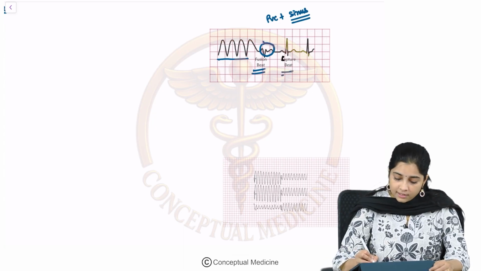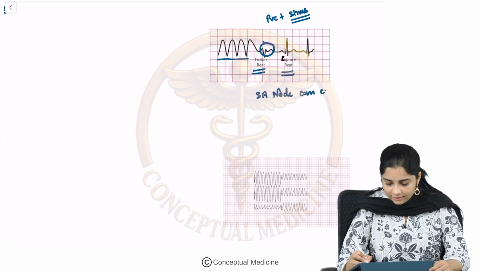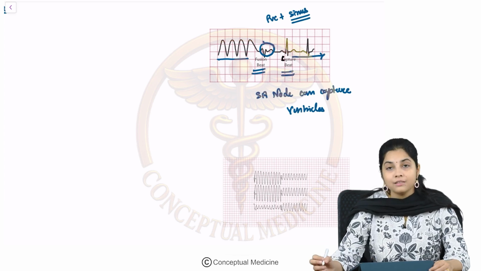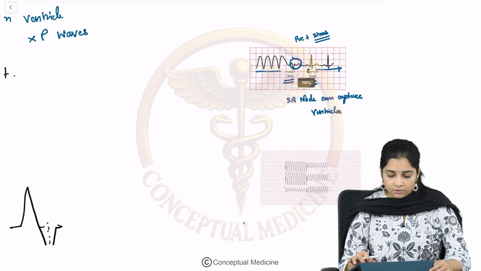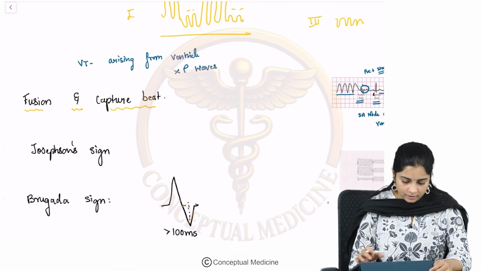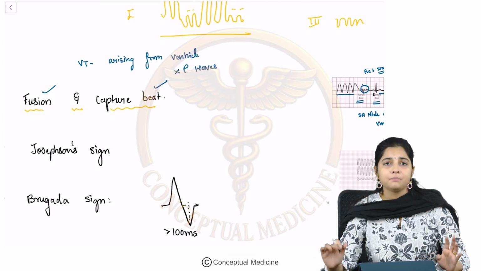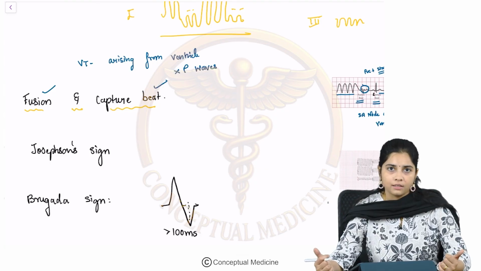Now, what is a capture beat? Sometimes the SA node can capture the ventricles, and then can you see here it follows like a sinus beat itself. So this is what we call a fusion beat and a capture beat. The presence of a fusion beat or a capture beat is a characteristic of ventricular tachycardia.